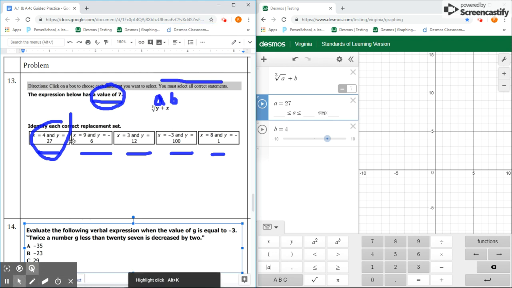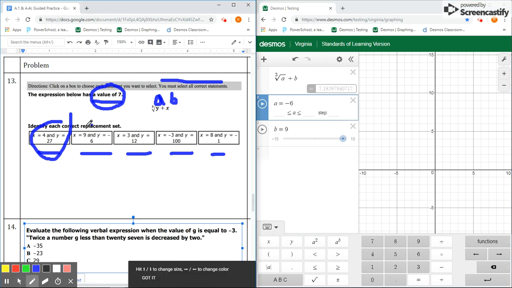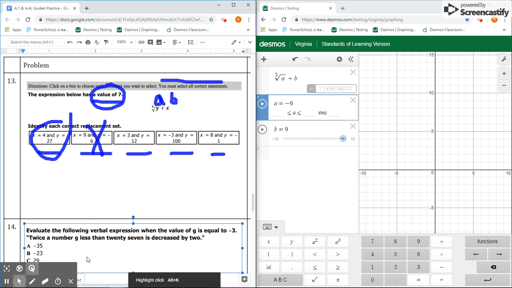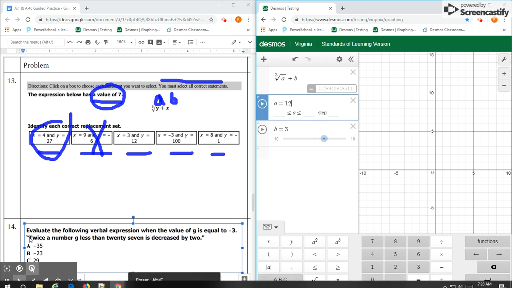Okay, now we're going to try the next one. X equals 9 and y equals -6. So x equals 9, I'm going to plug in 9 for my b. And y equals -6, I'm going to plug in -6 for my a. And we get 7.18. That is not what we want. That's not 7. Okay, so that's not going to work. Try the next one. X equals 3. I'm going to plug in a 3 for my b. And y equals 12. I'm going to plug in a 12 for my a. I get 5.2. That is also not what we want.